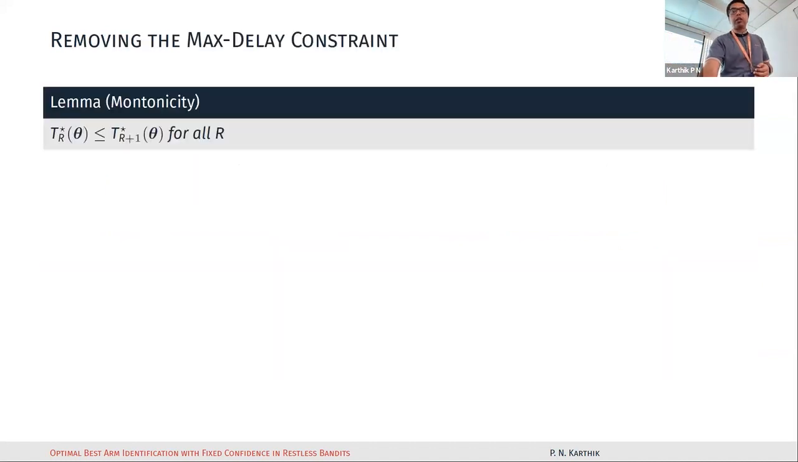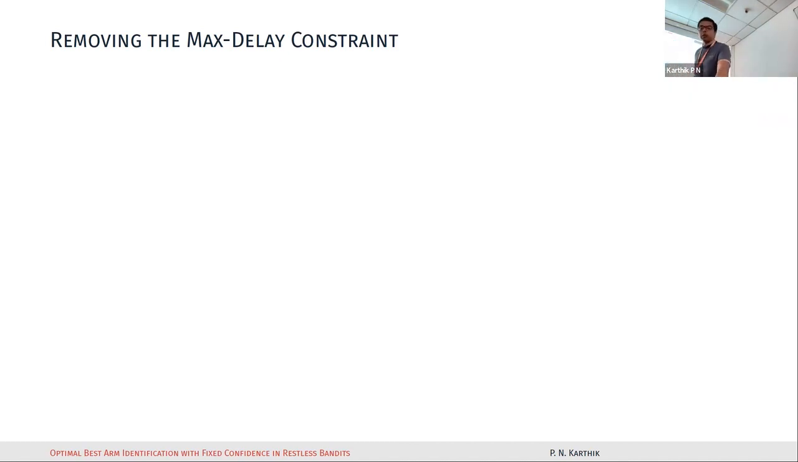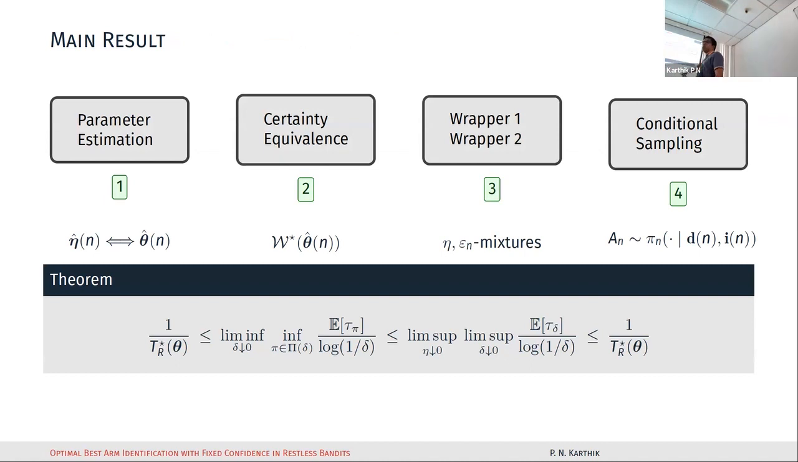Now, coming to Vincent's question, what happens when we let that R go to infinity? We imposed that R, but really what happens as R goes to infinity? We can show that the problem complexity TR star theta, which appeared in the lower and upper bounds, will actually increase as R goes to infinity. That means both sides shrink.